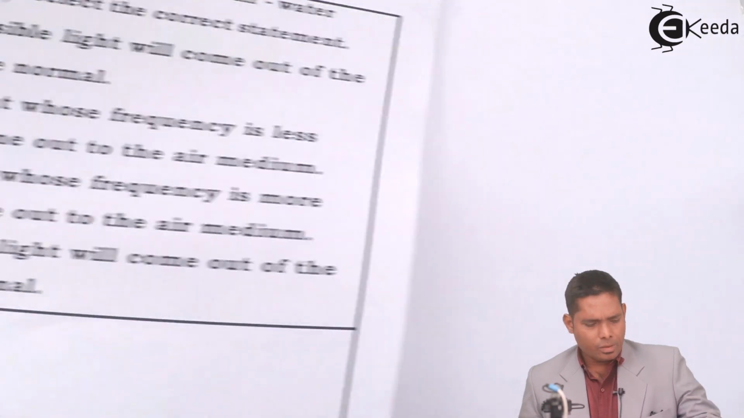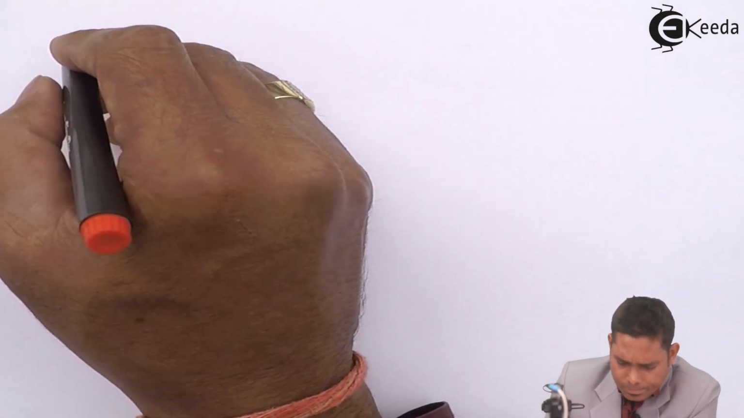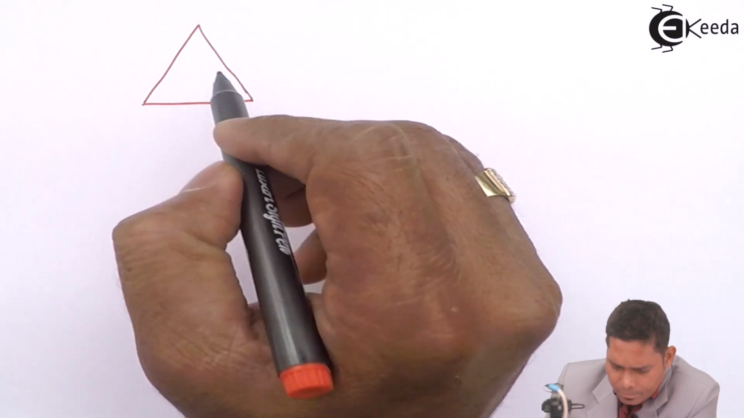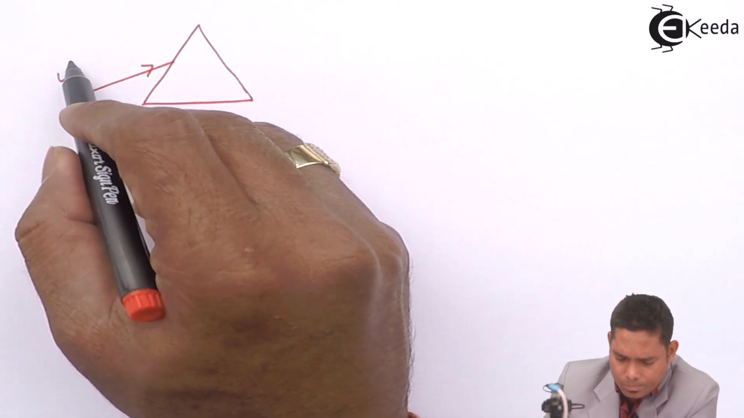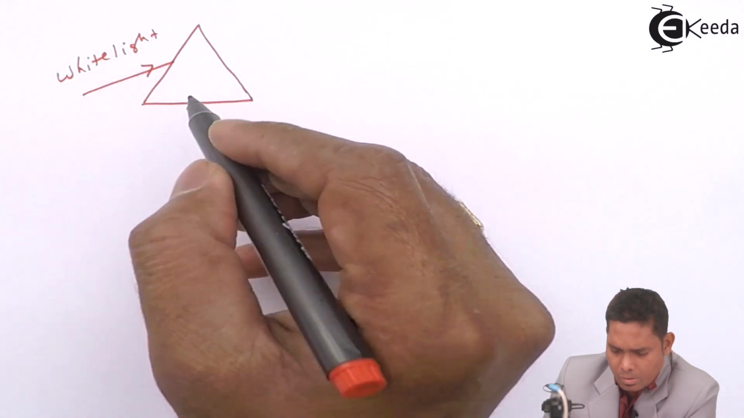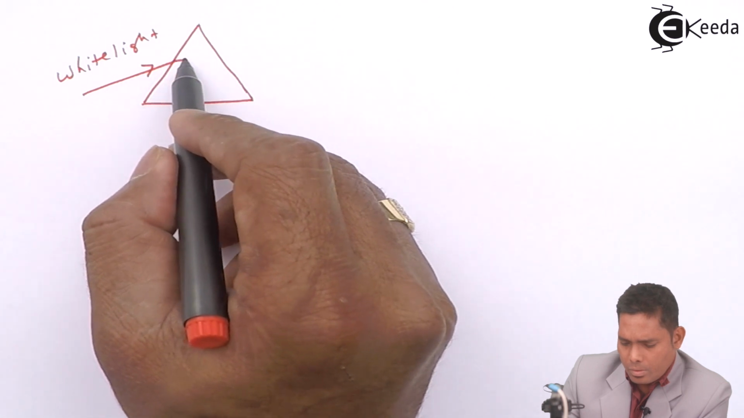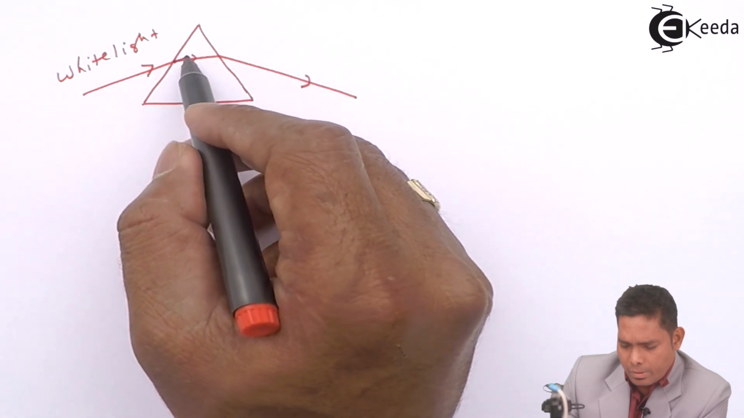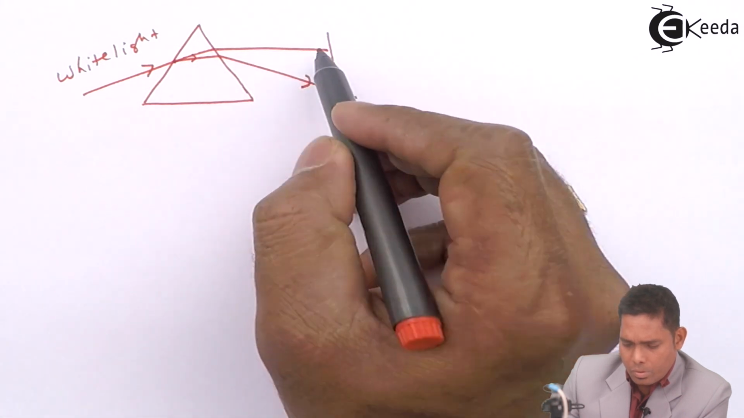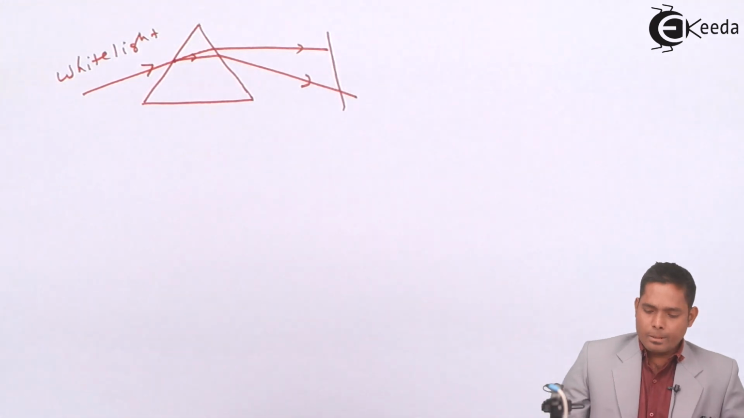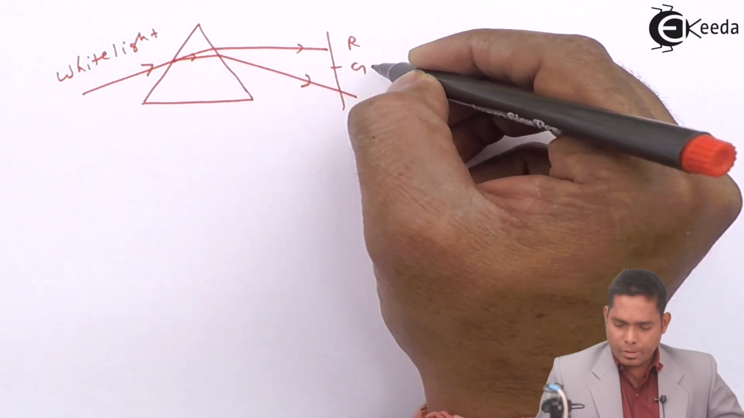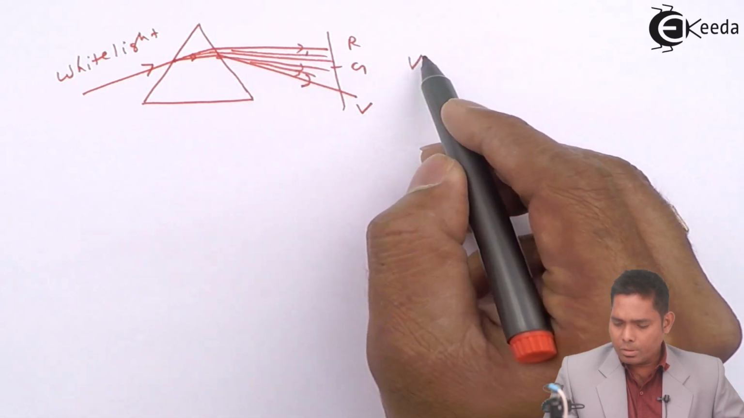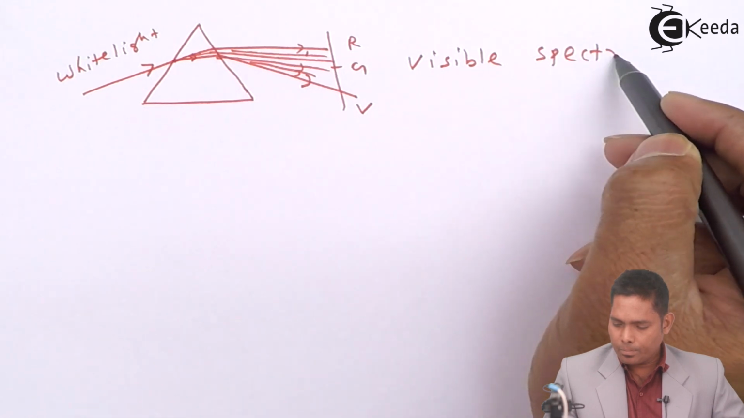So first of all, let me explain the theory behind this. In the case of a prism also, we know that when white light passes through, the light is divided into 7 different colors, 7 different parts. So starting from V to R, somewhere here green, you get different colors of light. This is known as the visible spectrum.